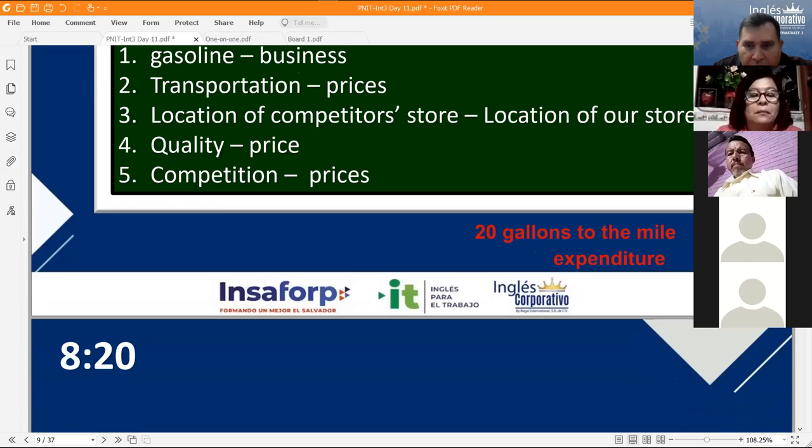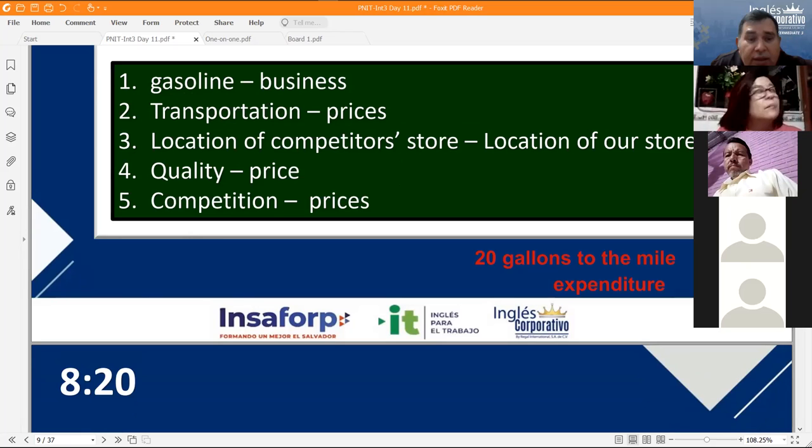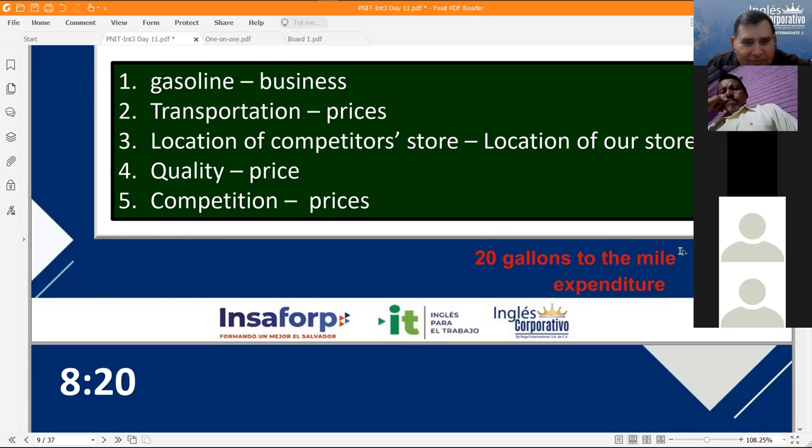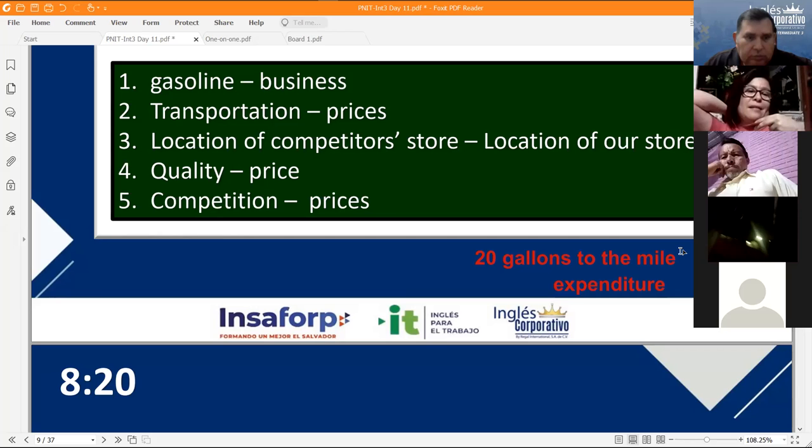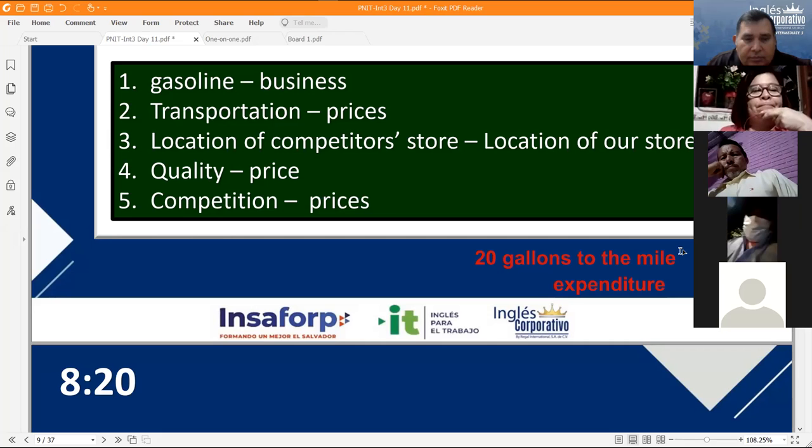Okay. Gasoline has to do with business because it depends on the expenditure of gas that the cost is affected. Okay. Rosita wanted to say something. What do you want to say? I was saying that gasoline in business affects the supply chain of the product, the cost, the price. I don't know, but the impact, the big impact or the biggest impact is in the price of the product.